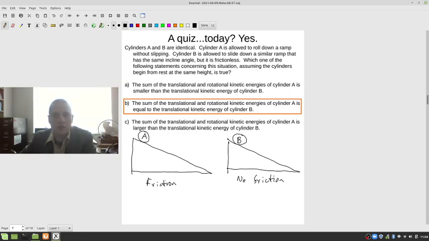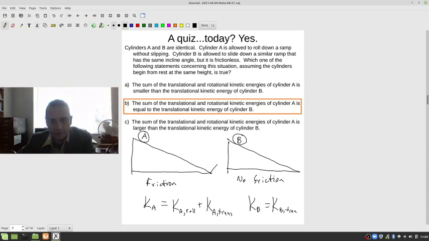Which one of the following statements concerning this situation, assuming the cylinders begin from rest at the same height, is true? So the thing is, when you have friction at the bottom of this, right here, A will be rolling, and as it rolls, it moves down. So if you wanted to find the kinetic energy of A, it would be equal to K_A rolling plus K_A translational, right? On the other hand, this one is just smoothly falling down the ramp. It's not getting any spin going. So K_B is just K_B translational. Okay, it's not spinning. It's just sliding.